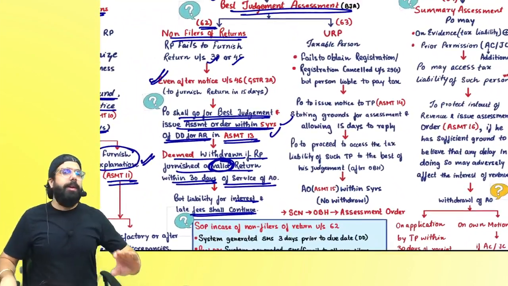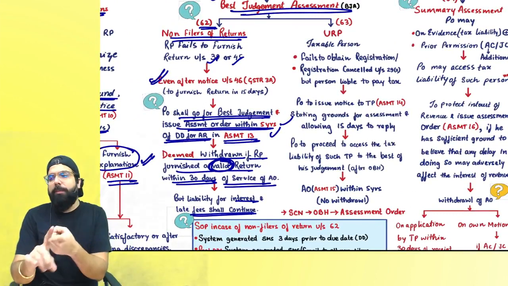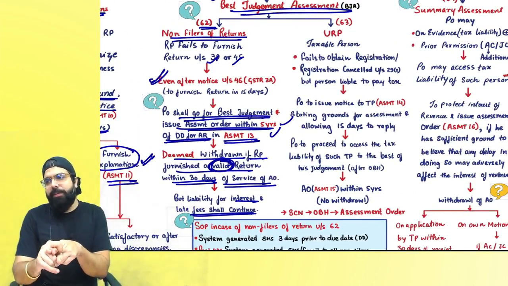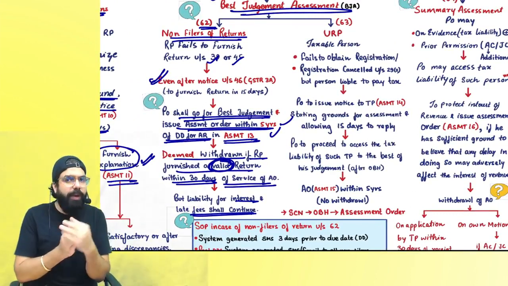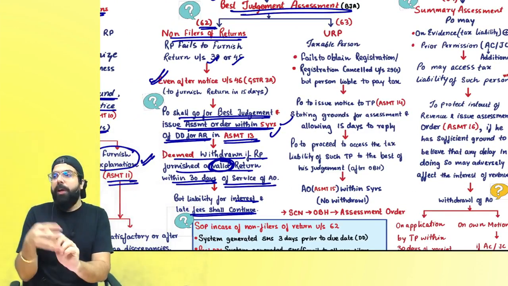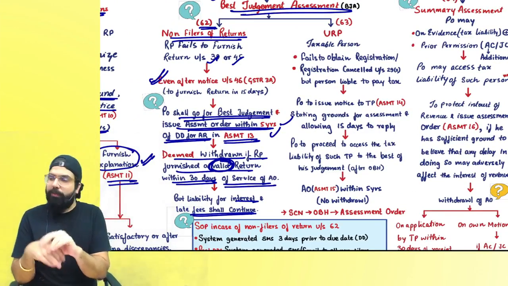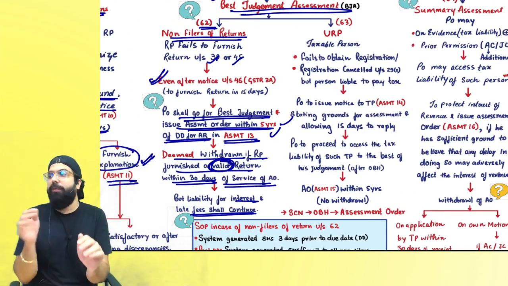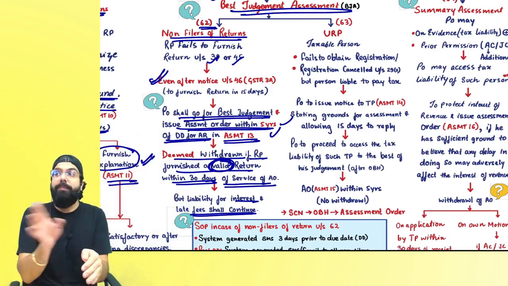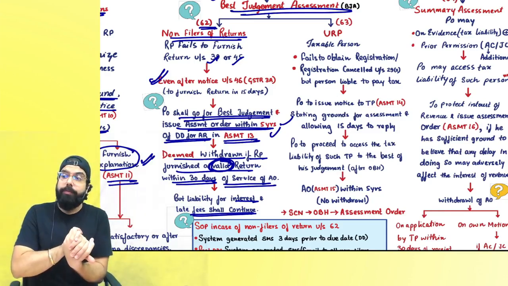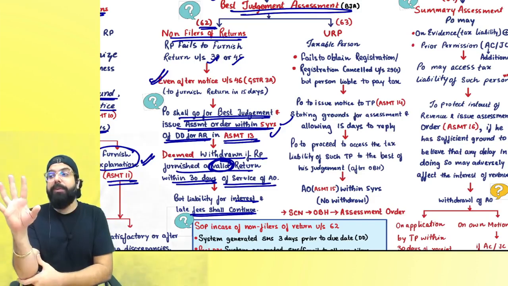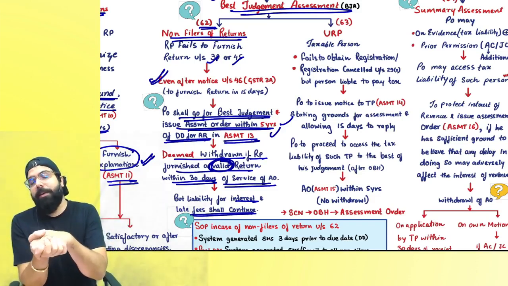Best judgment assessment under section 62. You have not filed your monthly return or your final return under section 45. The officer will give you a notice to file the return within 15 days. If you file the return within 15 days, very good. If you don't file within 15 days, then what will he do? Then the proper officer will issue a best judgment assessment order.